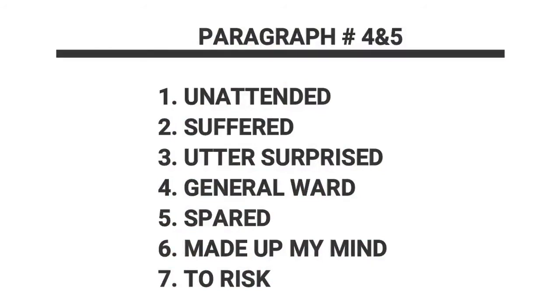Look at paragraphs number 4 and 5 now to scan all the difficult words. First word in paragraph number 4 is unattended. Second word is suffered. That is the last word of this paragraph. Now look at the next paragraph. First word in paragraph number 5 is utter surprise. Then the next word is general ward. Our next word is spared. Next is a phrase, made up my mind. And the last word is to risk.